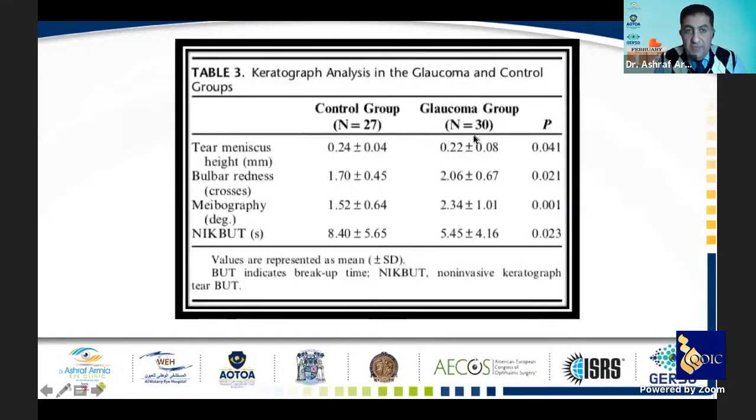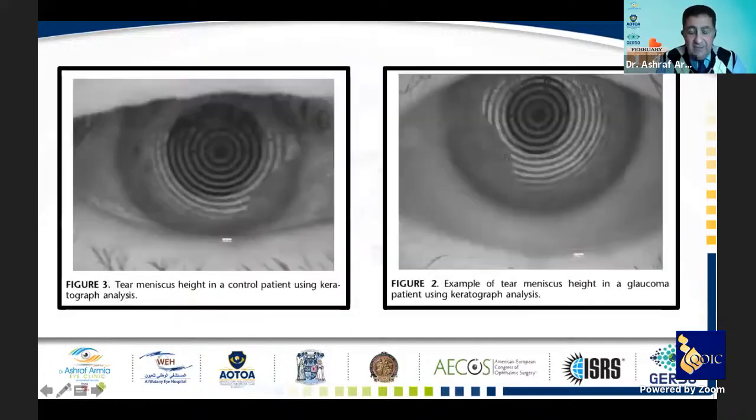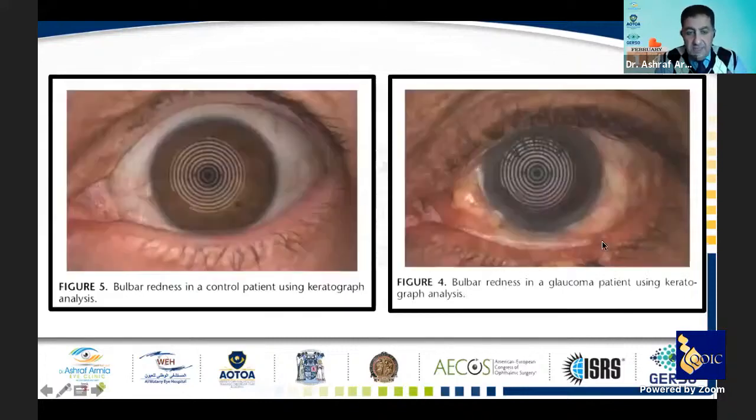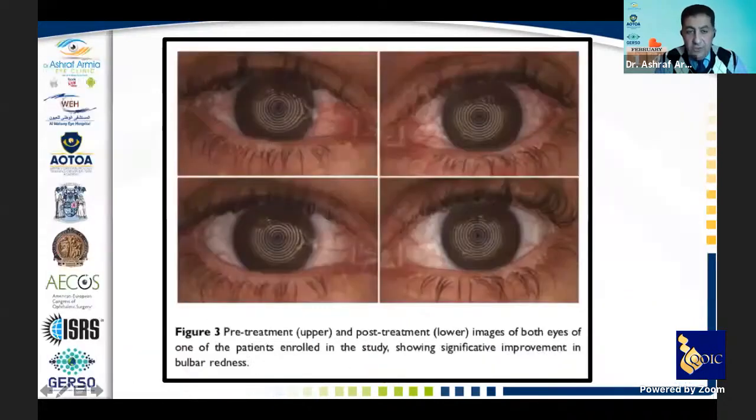And also the keratograph analysis between the glaucoma and the control groups: the tear meniscus, the redness, the meibography and the breakup time are more or less aggravated in the glaucoma group. You can see it here in the tear meniscus, which is well seen in the control group, and in the glaucoma group you lose the tear meniscus. And you see the bulbar redness in the glaucoma group, and this is the control group, which is better. And also you can see the difference between pre-treatment and post-treatment.